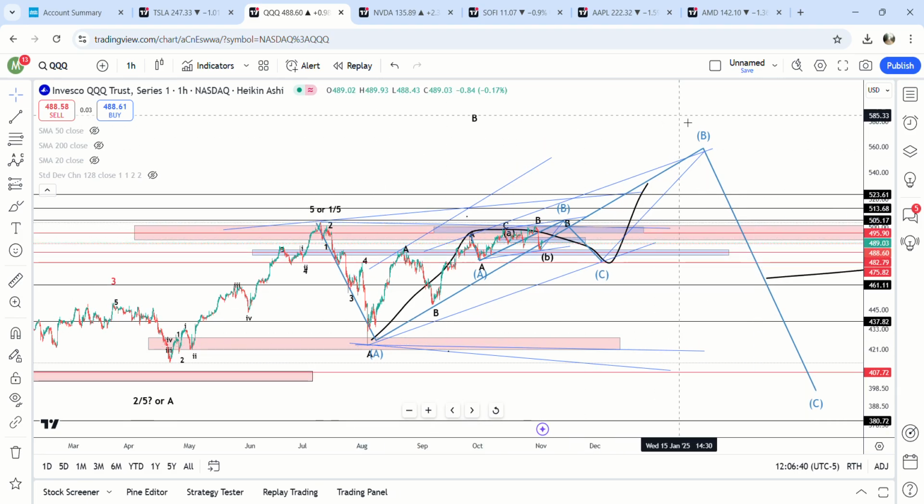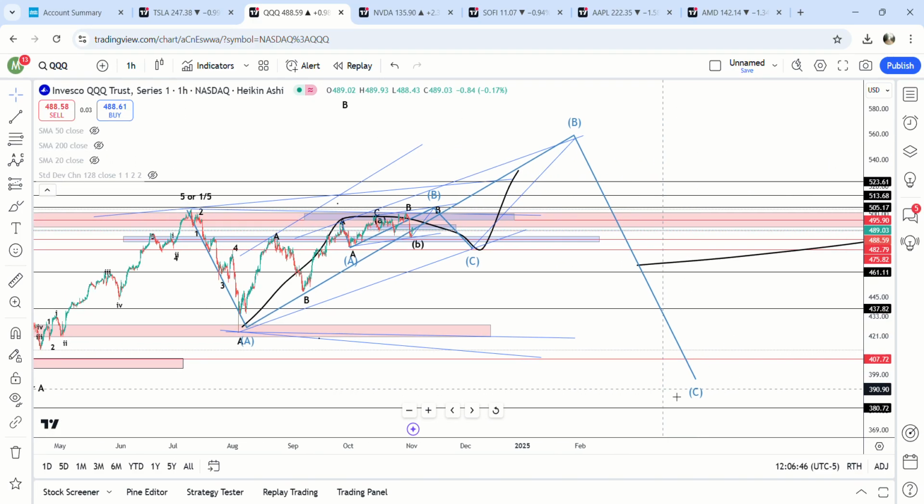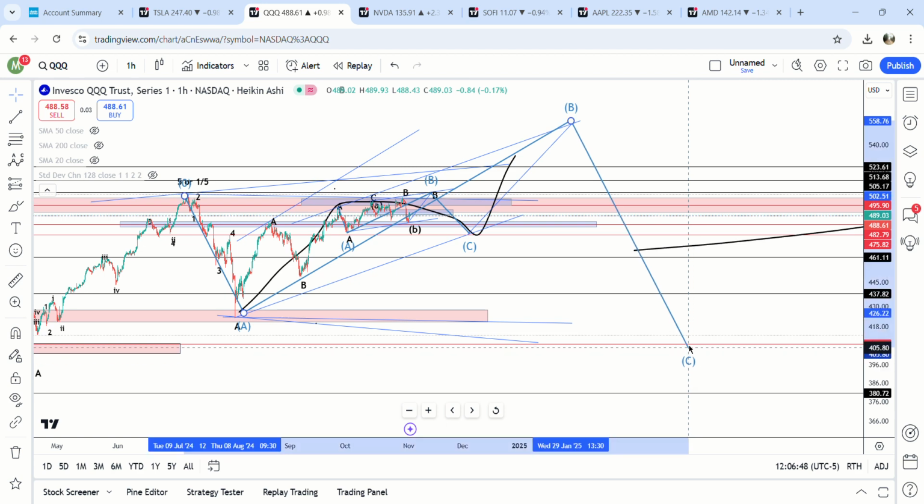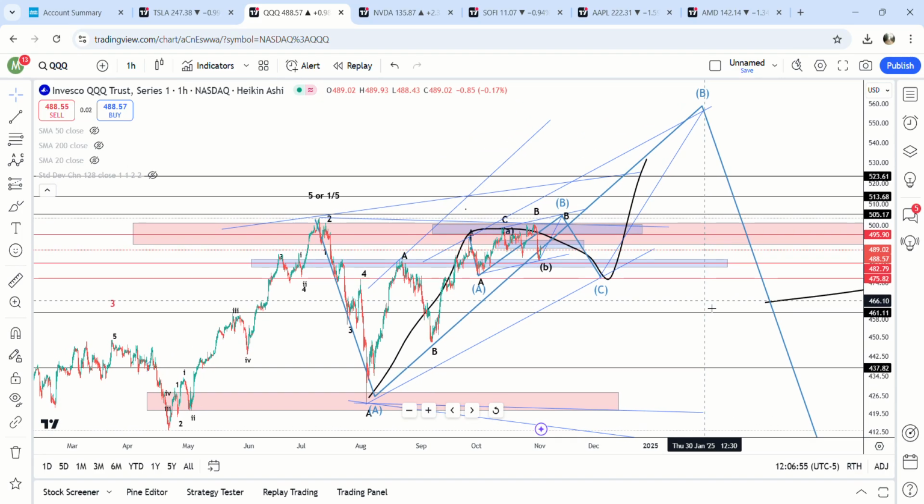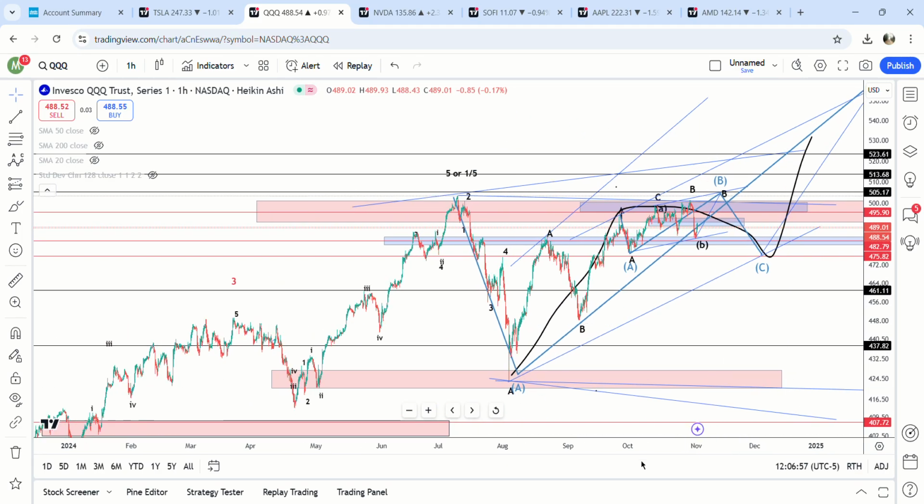This would mean we basically have like 7 months. So this would probably last into like April or May. And then from there, who knows? But that is another alt count that I'm looking at. The first one is more basic.